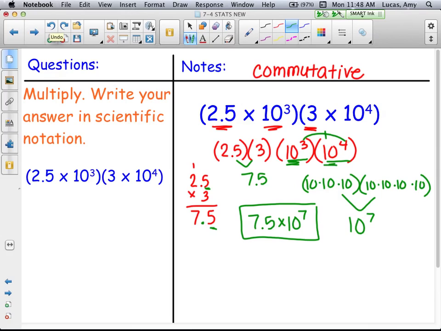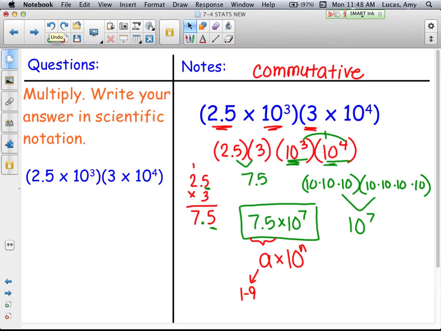Now my answer, I do need to check and make sure that it's still in scientific notation. And remember scientific notation, a times 10 to the n power. A had to be a number from 1 to 9. So this decimal part right here is a number from 1 to 9. So that works.